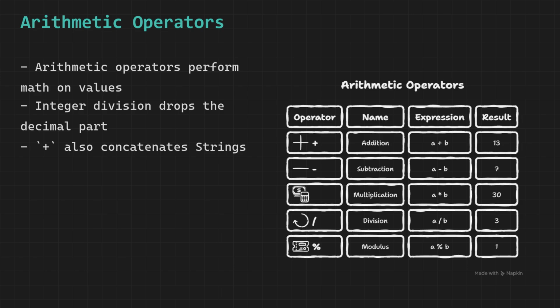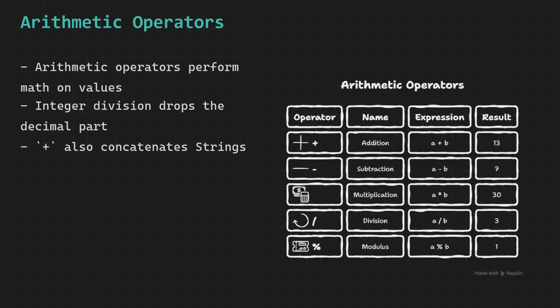The percent modulus operator is extremely useful in programming. It gives the remainder after division. 10 % 3 equals 1 because 10 equals 3 times 3 plus 1. It is commonly used to check if a number is even or odd, where % 2 equals 0 means even. It is also used to cycle through values or extract digits from a number.